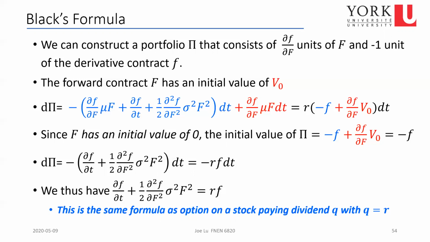Okay, the same thing is true for the futures contract. The futures price is set in such a way that the initial value of the futures contract is 0. So the value and the price of the forward contract are different.